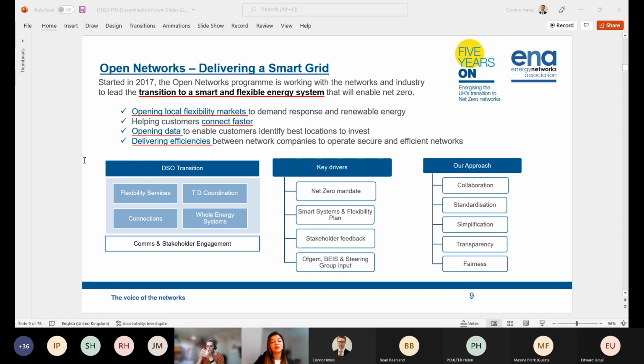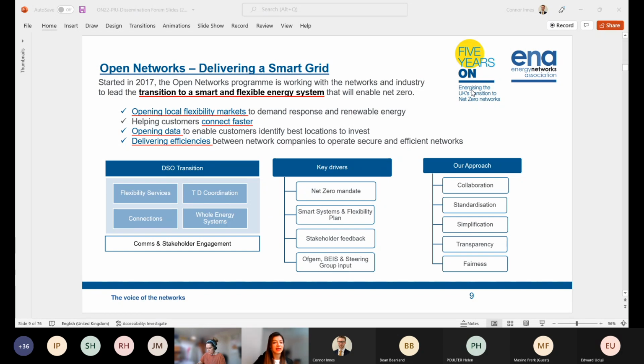We're also looking at ways in which we can open up data that would enable customers to identify the best locations they can invest in, and also help them provide those flexibility services that their assets are able to provide. We're also looking at how we can deliver efficiencies between network companies. Now, this is not just across transmission and distribution and electricity. This also goes further to look at how we can deliver efficiencies across electricity and gas. That is quite a broad remit of work that we're looking at within Open Networks.